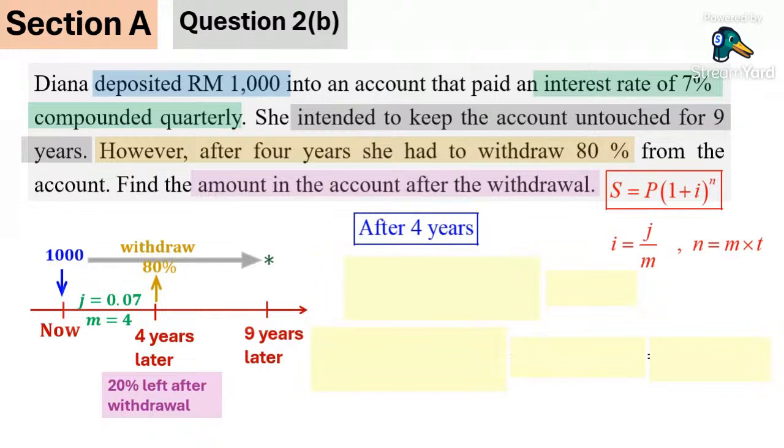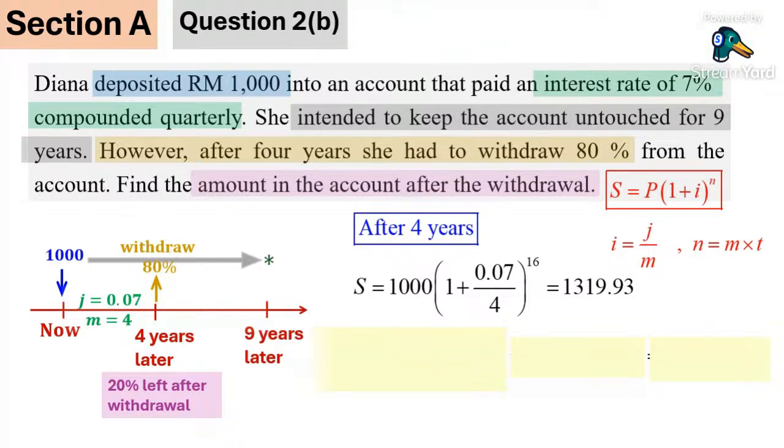Press the calculator, and we should have our answer, 1319.93. This is the amount accumulated at the end of the 4 years. But yet, this is not the final answer. We're not interested in the final amount accumulated after 4 years. We're interested in the balance after withdrawal. So you withdraw 80%, it will remain 20%. And what we're interested to know here is the amount of the 20%.